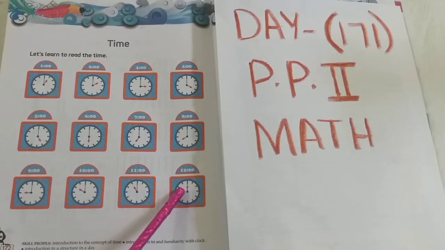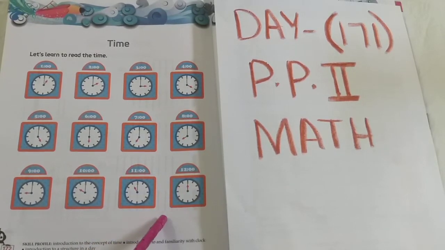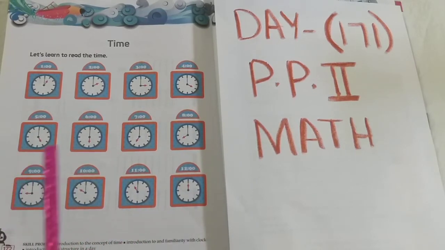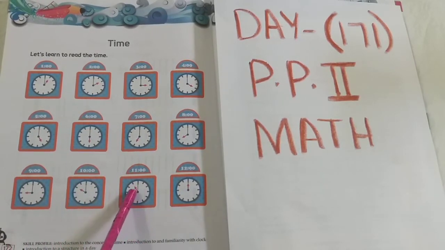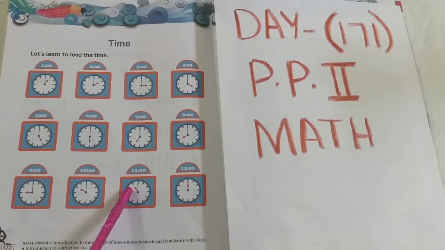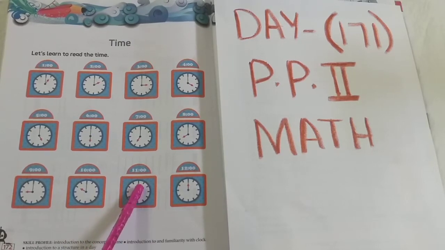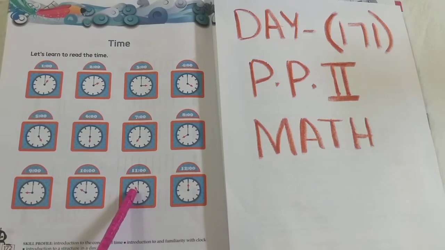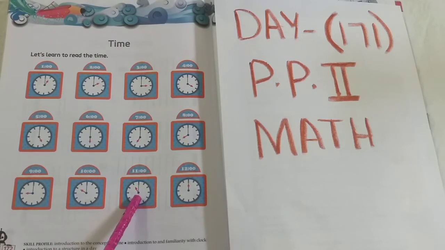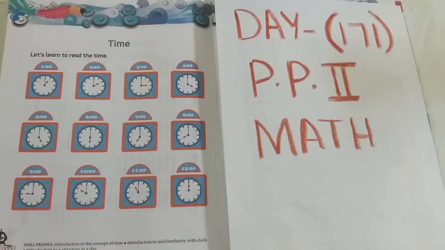So if you observe the clock, children, there will be a short hand and a long hand. So wherever the short hand pinpoints the number, that means that time is going on. If the long hand is on 12, then for 11 the short hand is on 11 and the long hand is on 12. So that means it's 11 o'clock. Okay, you have to read this time. Here you have an activity related to that, children.